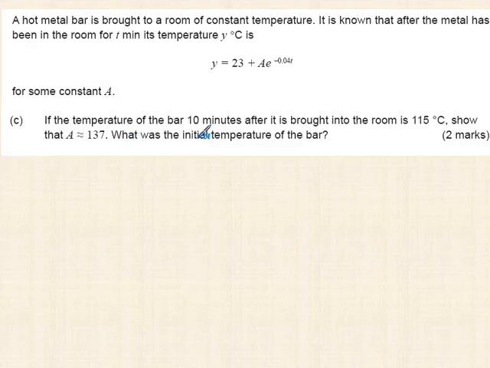If the temperature of the bar 10 minutes after it is brought into the room is 115 degrees C, show that A is approximately 137 and find the initial temperature of the bar. So what we're being given is that y is 115 when t is 10. So A e to the negative 0.04 times 10. We just need to solve this, and we can do that on the calculator.